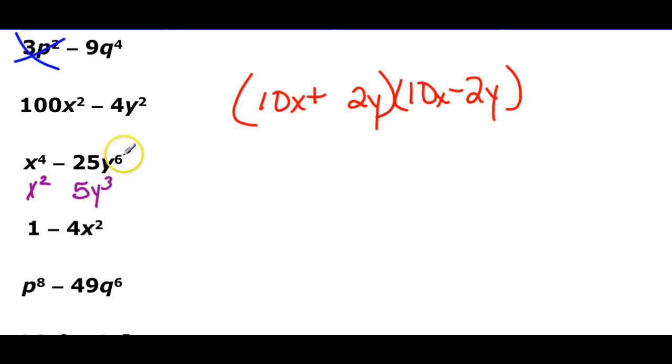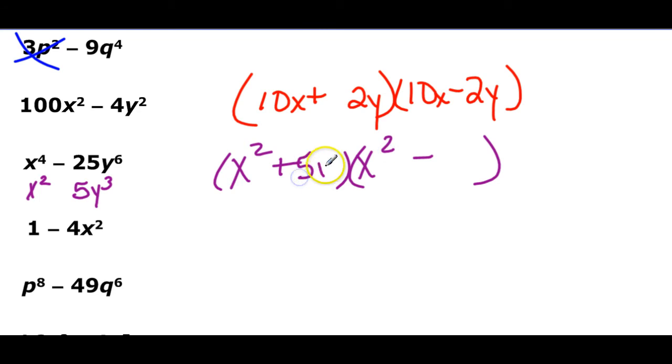Okay, again, as long as the exponent is even, then it's a perfect square. All right, put your two parentheses. One plus, one minus. x squared goes in the front spot. 5y cubed goes in the second spot. Okay, this one's tricky. Is 1 a perfect square? Yes. Square root is 1.